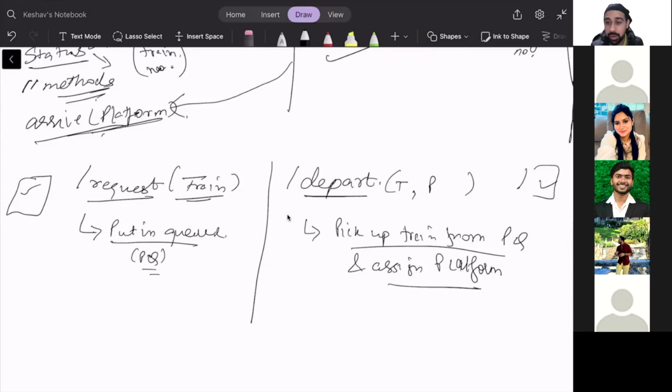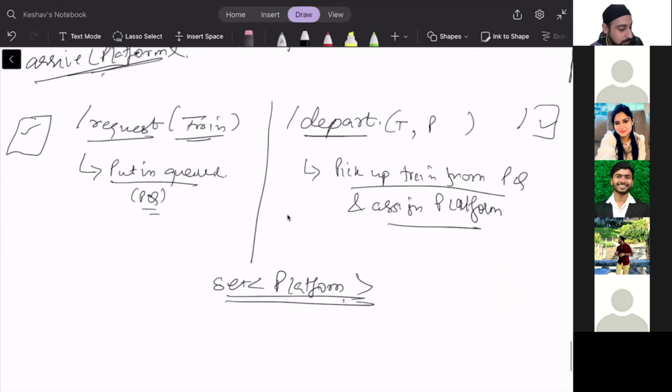Okay, Divyansh, coming to you. Now, thinking in another direction. First, this service needs to have some information about the platforms. You said a set of platforms. I removed it. Okay, a set or a table of platforms where we can directly access which platform is available.